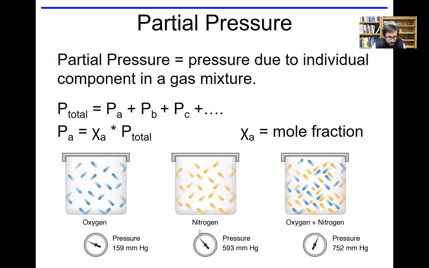And so here it's using air as an example, which is mostly oxygen and nitrogen, looking at the total pressure, the part due to nitrogen, and the part due to oxygen. Those are the individual partial pressures. Together, they equal just the sum of those partial pressures to get the total pressure.